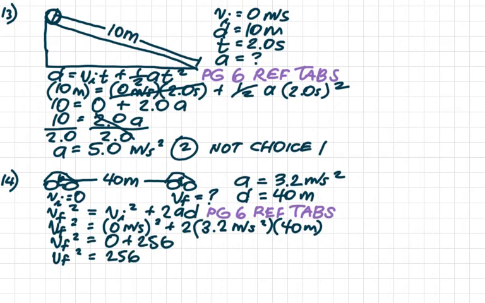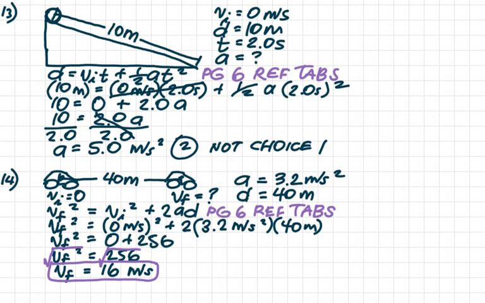We get Vf squared is 256. Now be careful, the V final is not 256 meters per second. That's crazy fast. I need to get Vf by itself, so I square root both sides. End up with a V final of 16 meters per second because it's a speed. It's not multiple choice, we just box our answer and we go to the next page.